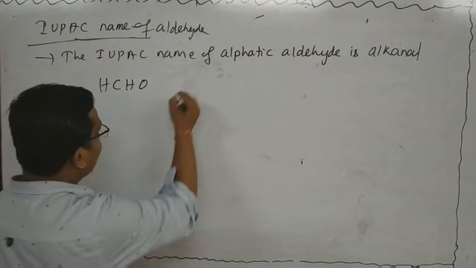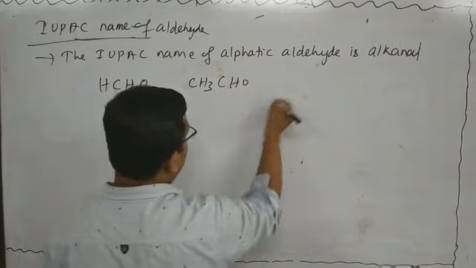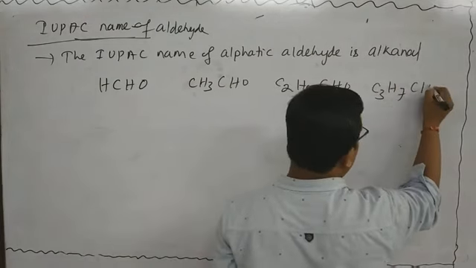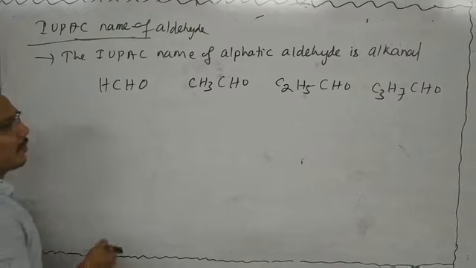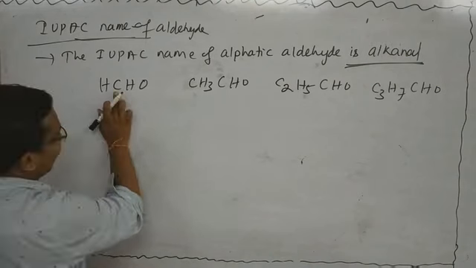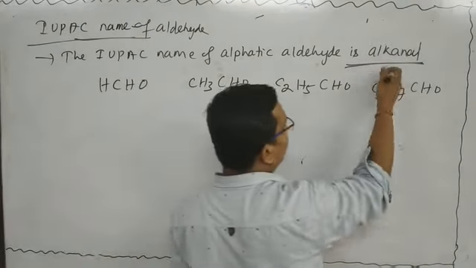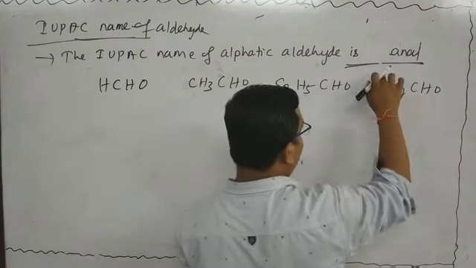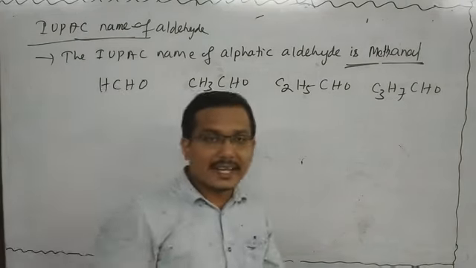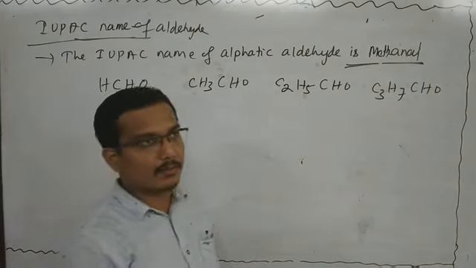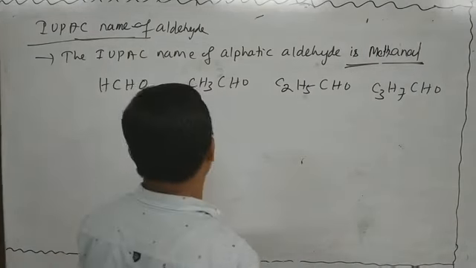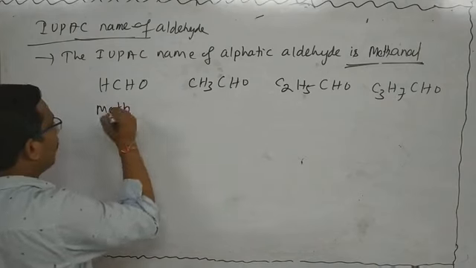HCHO, CH3CHO, C2H5CHO, C3H7CHO. What are the names of these compounds according to this alkanal? Here only one carbon is present, so we can remove the 'e' from alkane and join 'al'. We know that when an organic compound contains one carbon in the long chain, the word 'meth' is used. So the name of this compound is methanal.